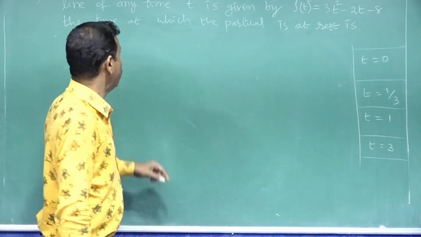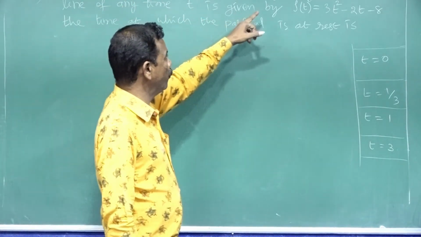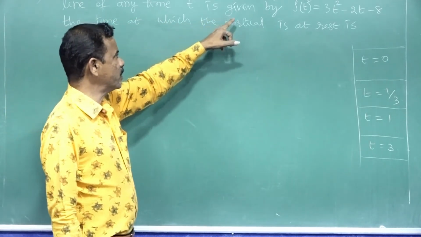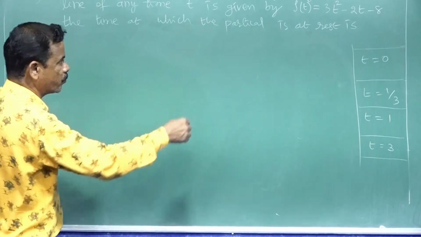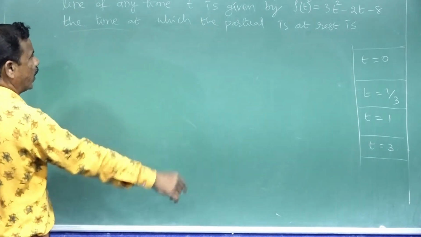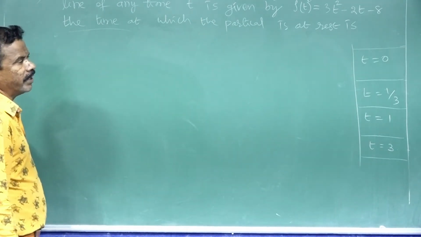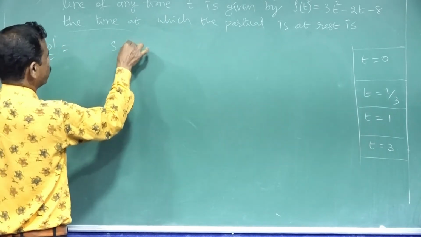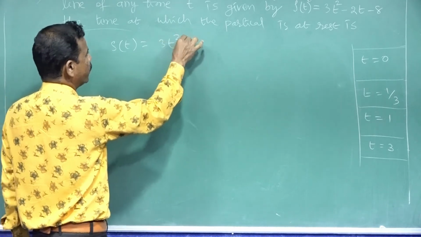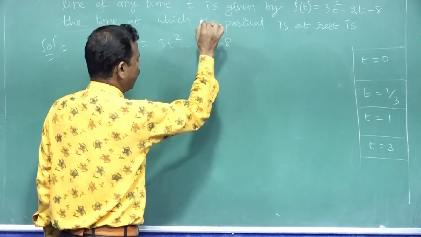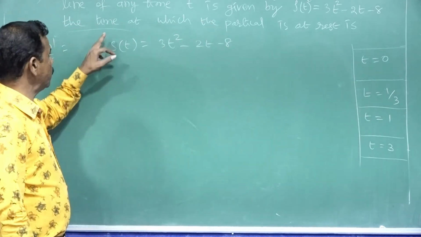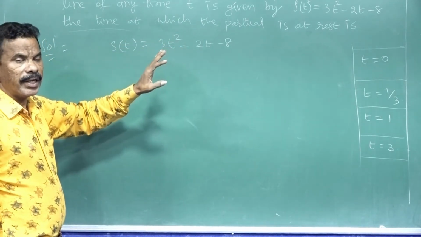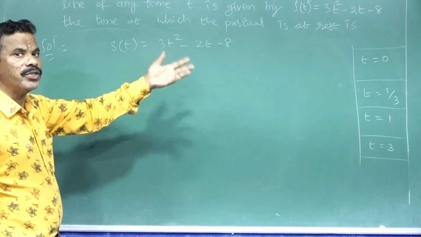Next, third question. The position of a particle moving along a horizontal line at any time t is given by s of t is equal to 3t square minus 2t minus 8. The time at which the particle is at rest is? Solution. What is given? Function s of t is equal to 3t square minus 2t minus 8. What is asked? The time at which the particle is at rest.